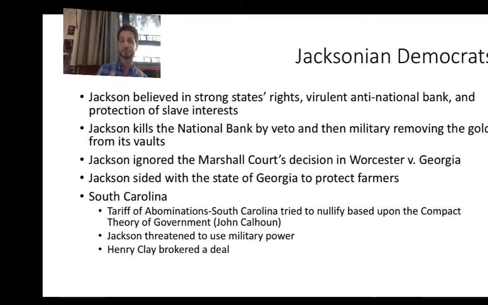So he actually sent the military into the national bank, removing the gold from its vaults to be dispersed out to the states. This is not just destroying the national bank. It is a symbolic action to demonstrate that Jacksonian Democrats were in control.